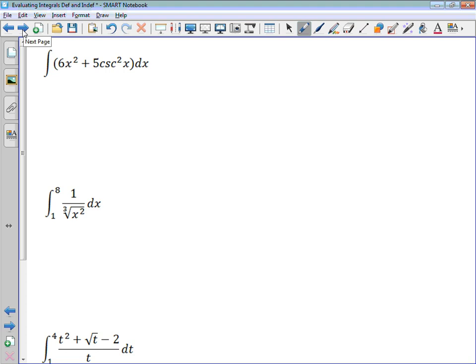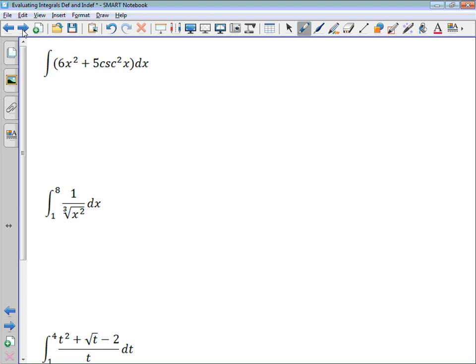Okay. So example 3 here, we've got the integral of 6x squared plus 5 cosecant squared x dx. So we're integrating this function here over x, but again, this is an indefinite integral. We don't have any endpoints, so our answer is just going to be a function with that constant c added onto the end.